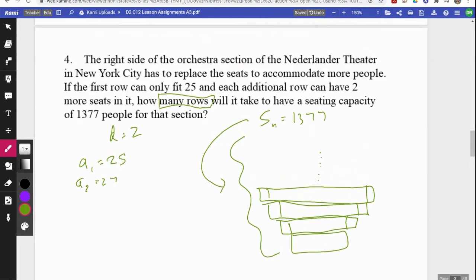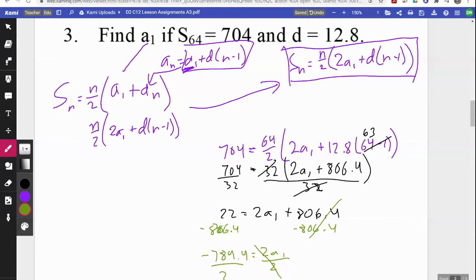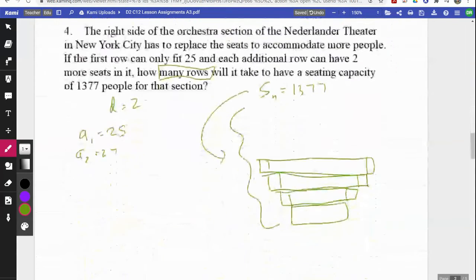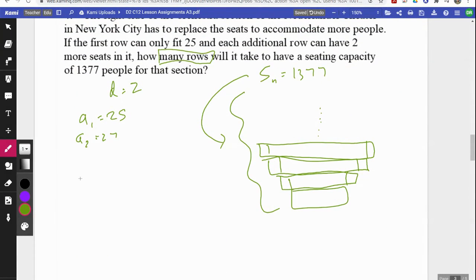So I'm going to use that same formula we just had. It's right there. Fill in what we got. We know that S sub n is 1377 equals n, which we don't know, so we might have to work backwards in a second here, divided by 2, and then 2 times a sub 1, which is 25, plus d. We know that d, the difference in each row, is adding 2 seats, so 2. And then times n, again we don't know, that's how many rows, minus 1.